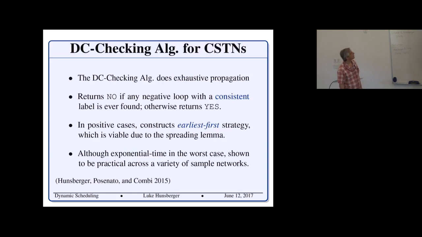How do we do the DC checking algorithm? Well, we propagate exhaustively using these rules, and we return no if we get any negative loop with a consistent label. So we can do lots of propagation with Q labels, but if we ever find a negative loop with a consistent label, forget it. Otherwise, we return yes. And in the positive cases, we construct the earliest first strategy, and there's something that I call the spreading lemma, which guarantees that the earliest first strategy will work. Although this algorithm is exponential time in the worst case, we've shown it to be practical, and we've got a bunch of benchmarks that are available.